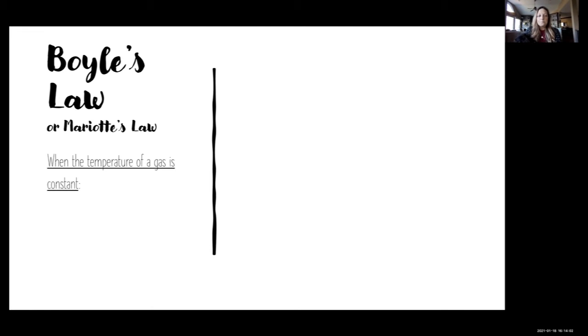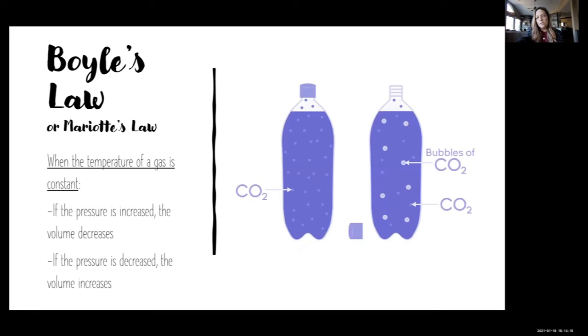So Boyle's law says that when the temperature of a gas is constant, if the pressure is increased, the volume decreases. And if the pressure is decreased, the volume increases. So in this case, they're doing opposite things. And a great example of this is taking the lid off of a soda bottle. When you take the lid off a soda bottle, you are suddenly decreasing the pressure. That lid is keeping the pressure on, right? It's not allowing for any change in volume.